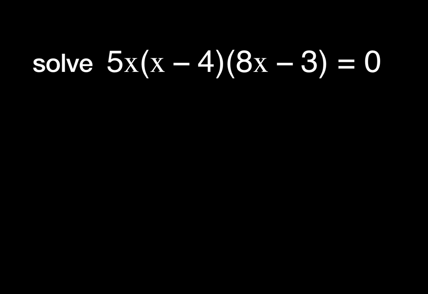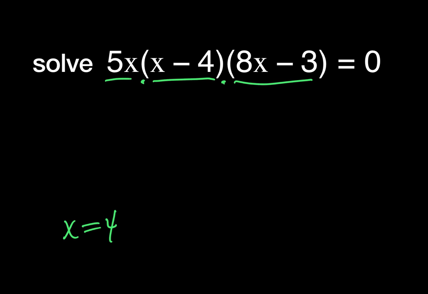X equals 4. Tell me how you know. Because 4 minus 4 is 0, so I'll have 0 times whatever this is times whatever that is, because there's 3 things that are being multiplied. And if they multiply to 0, one of them's got to be 0.